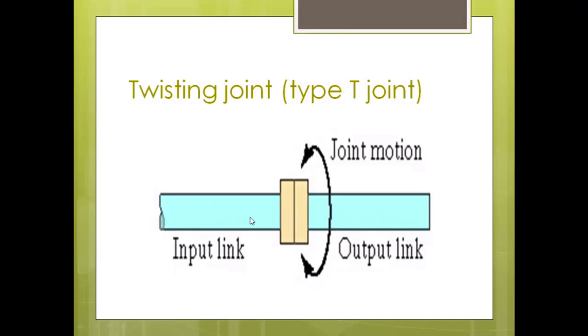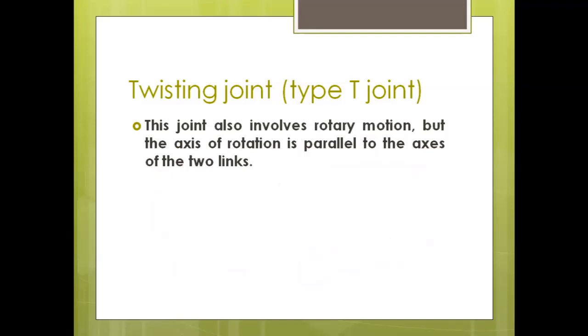Initially, the input link axis is parallel to the output link axis. These two link axes are parallel to each other. The axis of rotation is also parallel to the input link and output link. Twisting joint, type T joint. This joint also involves rotary motion, but the axis of rotation is parallel to the axes of the two links.